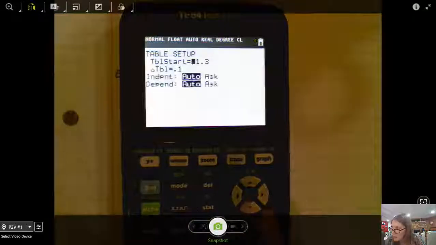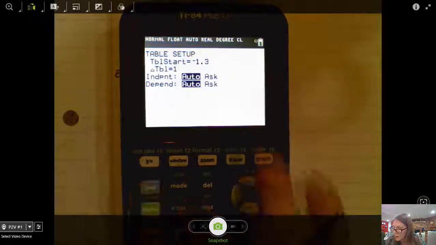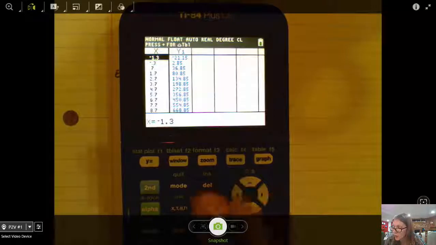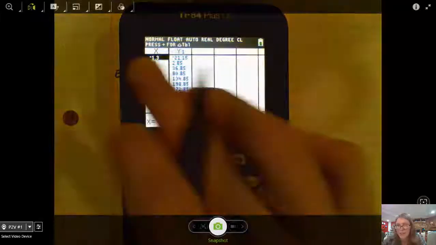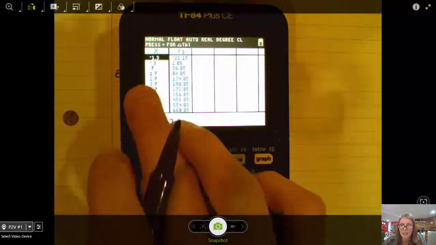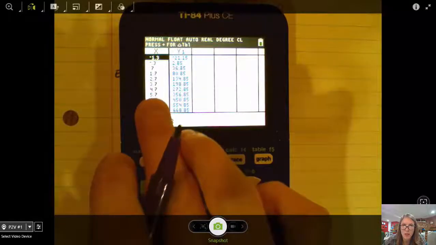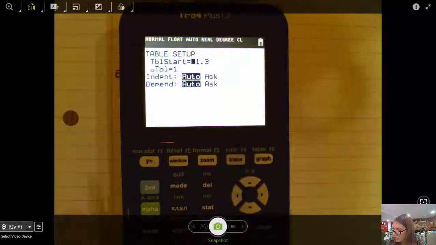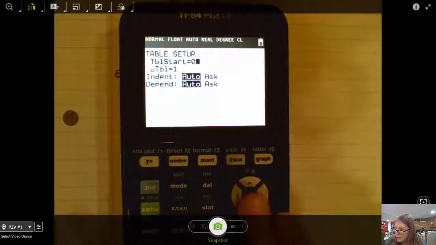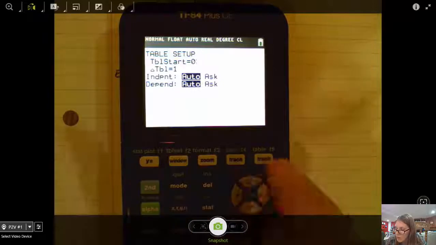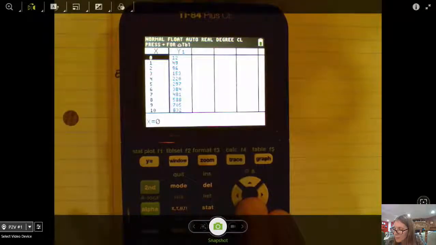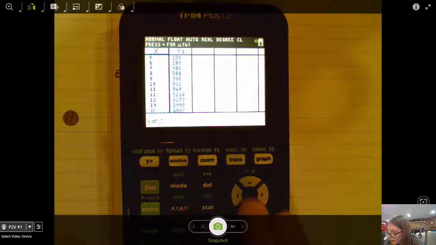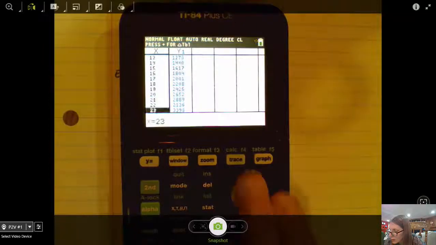Okay, I'm going to change my table set back to 1 because this helps me scroll through our y values a little bit better. Okay, now as you can see, this is 1.7, 2.7, and all that stuff. Back in my table set, let's change table start to 0 and then going up by ones. So that'll just make it so every x value is a whole number. All right, scrolling down here, my y values get bigger and bigger and bigger. So that's my clue. I'm going the wrong direction.